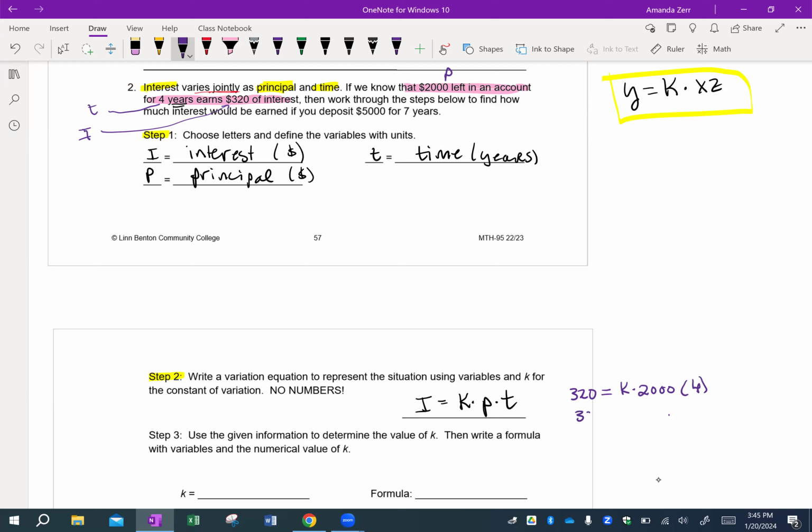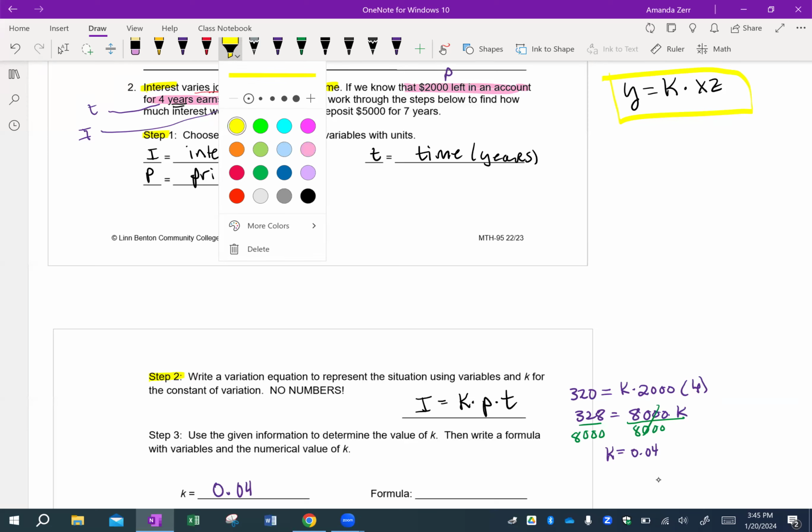And solving that, I've got 2,000 times 4, so that's 8,000 times K. Now I want to get K by itself, so I'm going to divide by 8,000. And when I do that, I find out what my K is worth, which in this case is, let's see, about 0.04. All right, so in step 3, I am figuring out what K is worth.